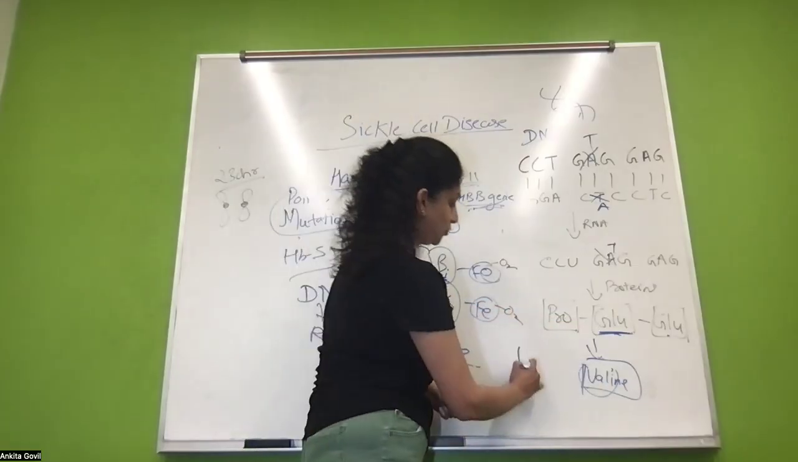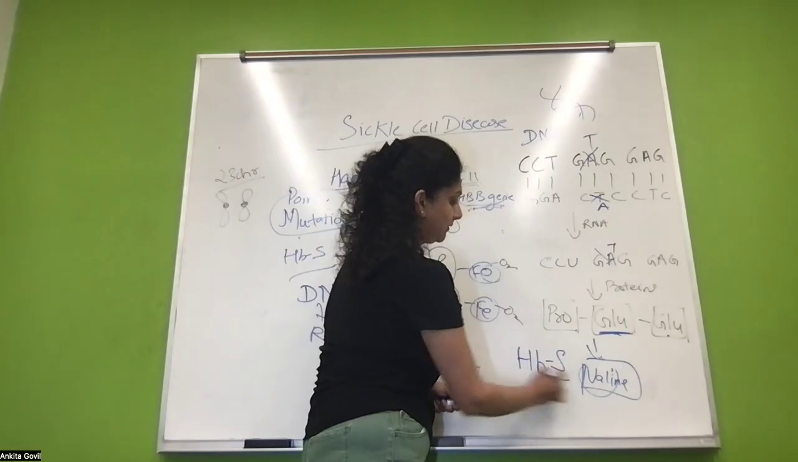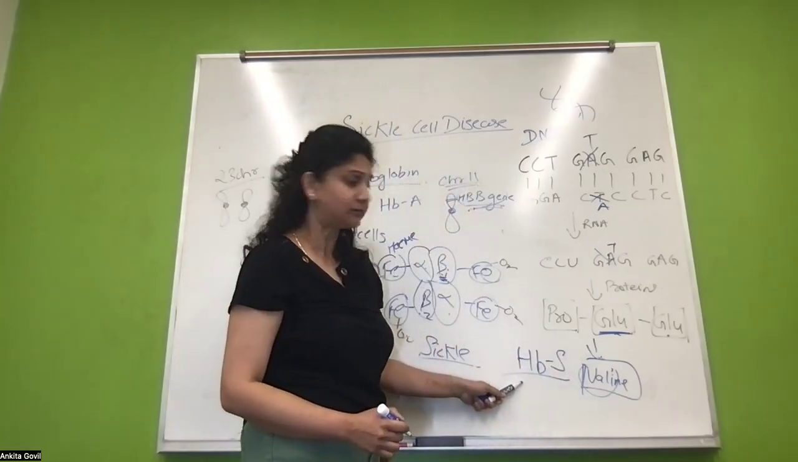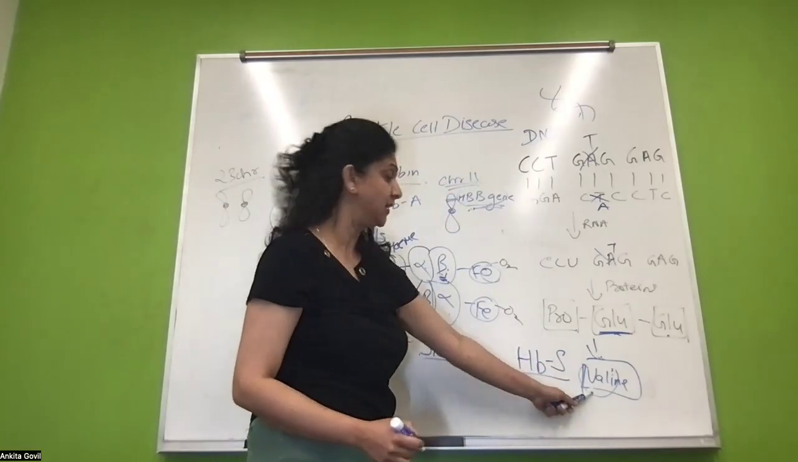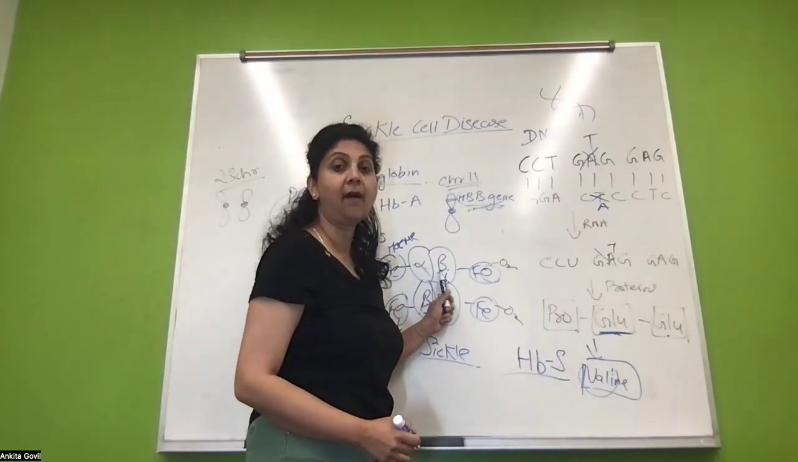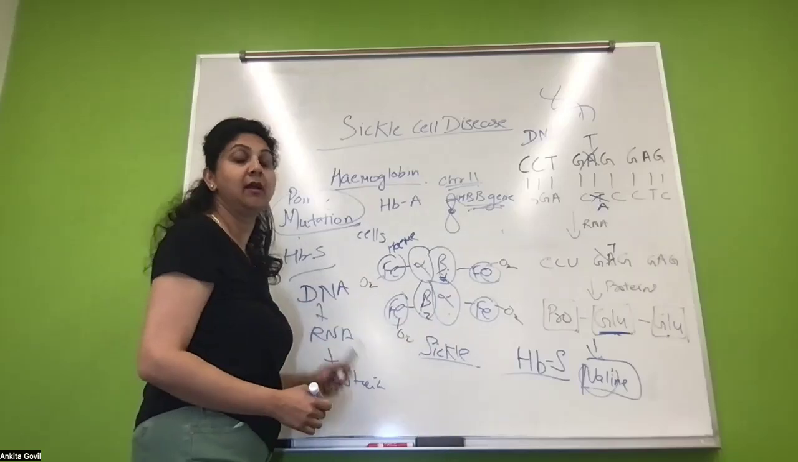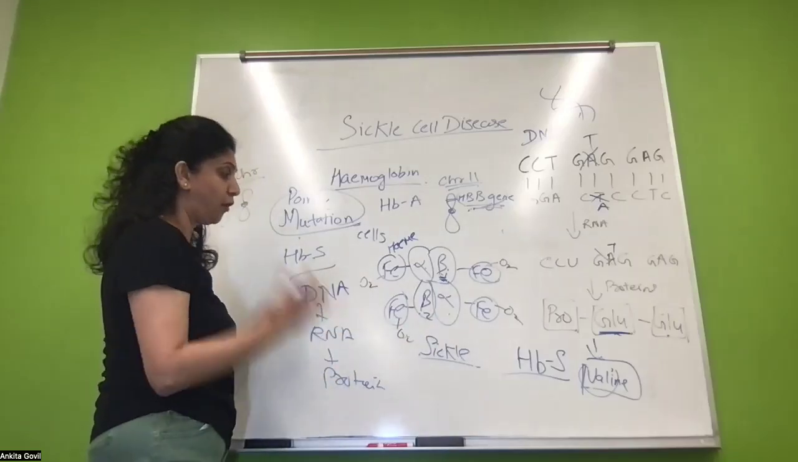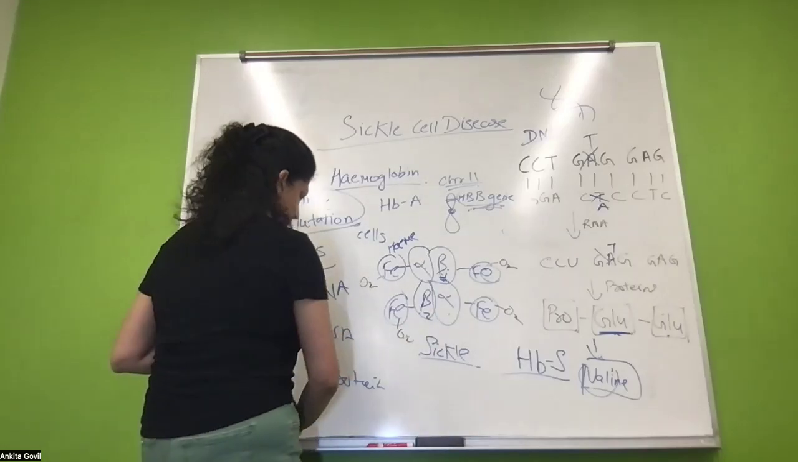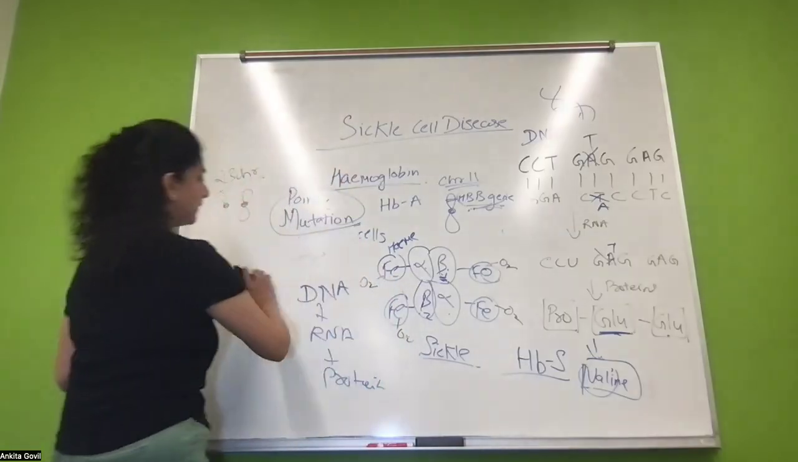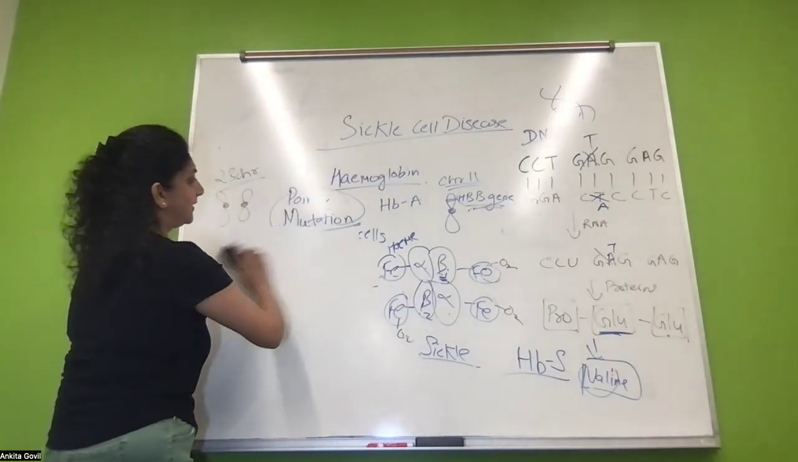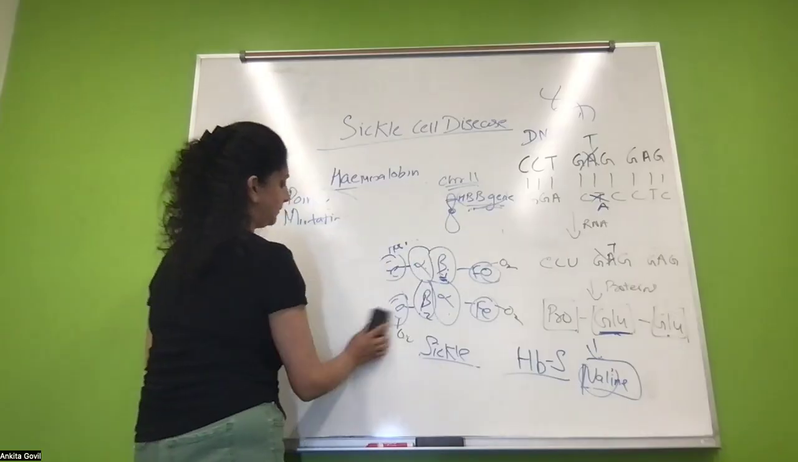This gives rise to sickle cell hemoglobin. Because of this, there is a change in the beta chain, due to which the hemoglobin that is formed is faulty hemoglobin, which is called HbS. All right, so this is all due to a very small mutation, which is called the point mutation.